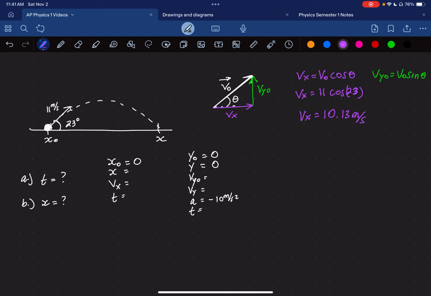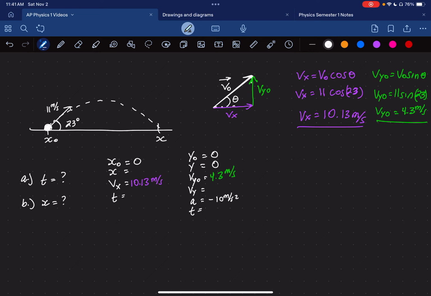And for Vy naught, 11 sine 23, which is 4.3 meters per second. Cool. And these numbers go straight into our lists. So Vx is 10.13 meters per second and Vy naught is 4.3 meters per second.